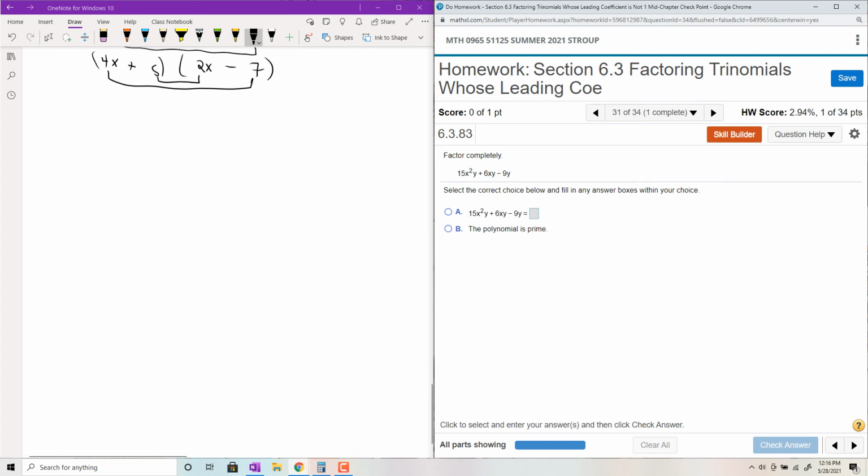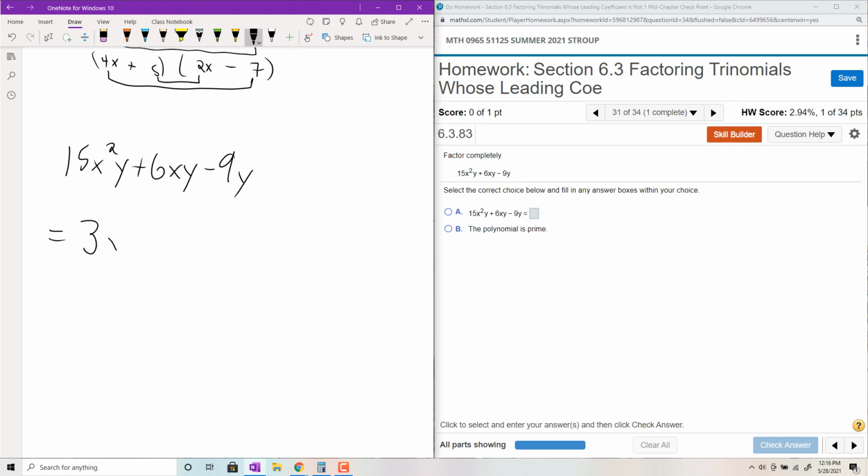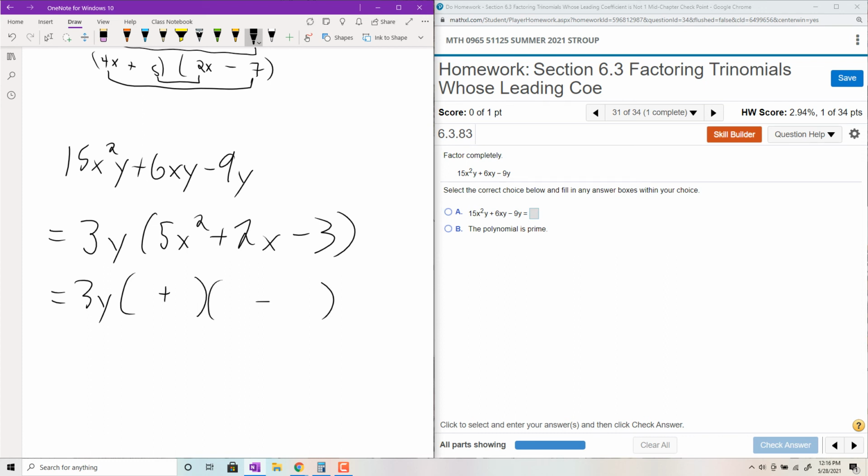Alrighty then. What do we have? 15x squared y plus 6xy minus 9y. Okay, I think I can get a 3 out of them and a y. So what do we have left? 5x squared plus 2x minus 3. That gives us 3y times, it's a plus minus scenario.